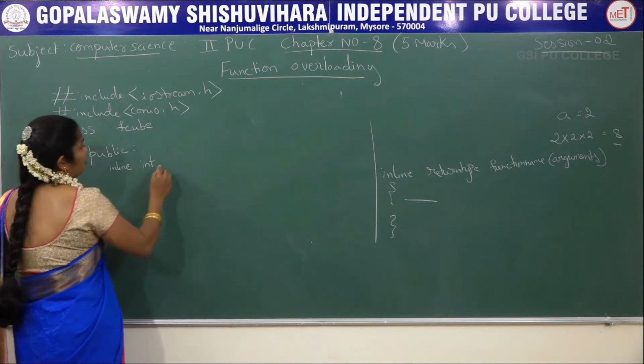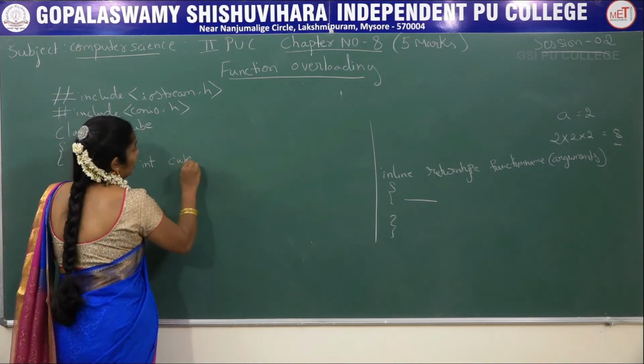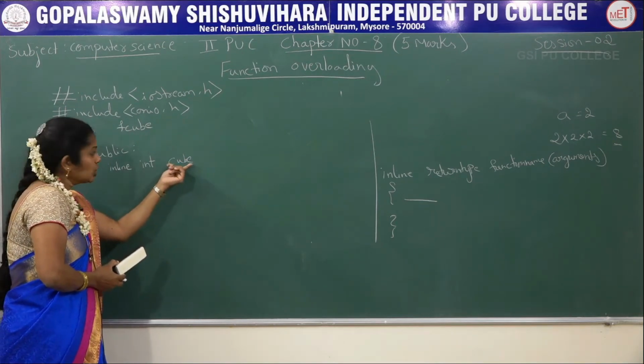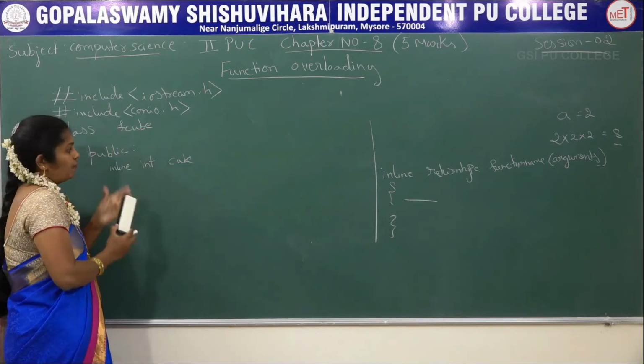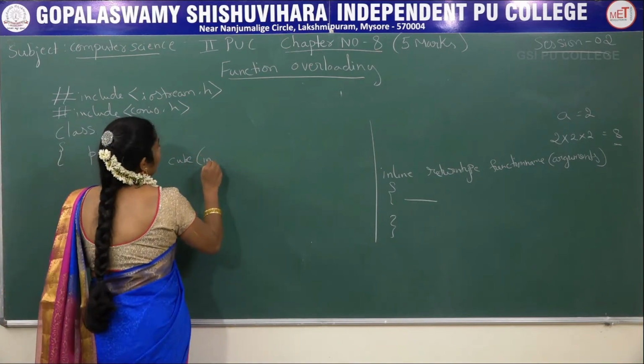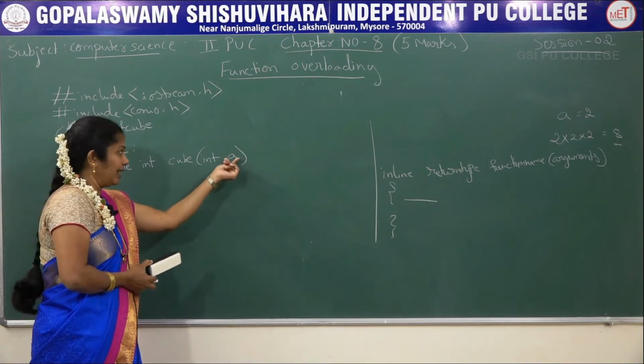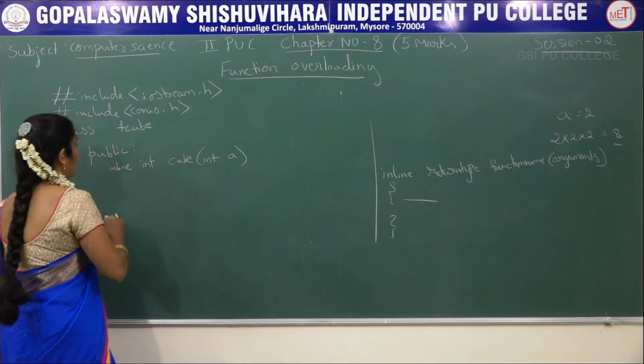Then what is my aim of the program? For example, I want to find the cube of a number. That's why I'm going to write the function name as cube and class name as fcube. Inside the bracket I am going to write int a. A is the argument which I am taking of type integer format.